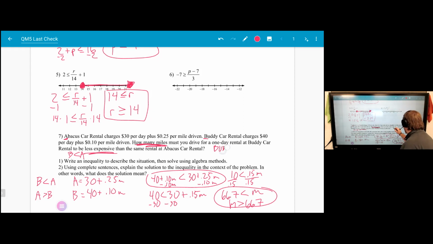Buddy costs less than Abacus when I drive more than 66.7 miles. That's the third part.